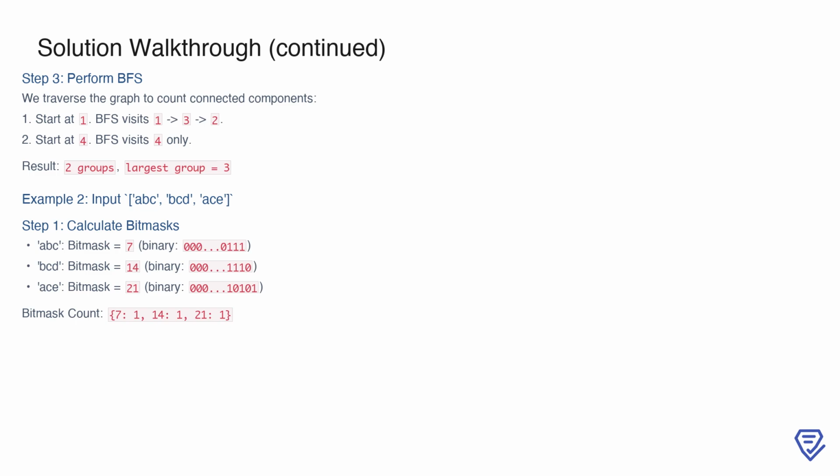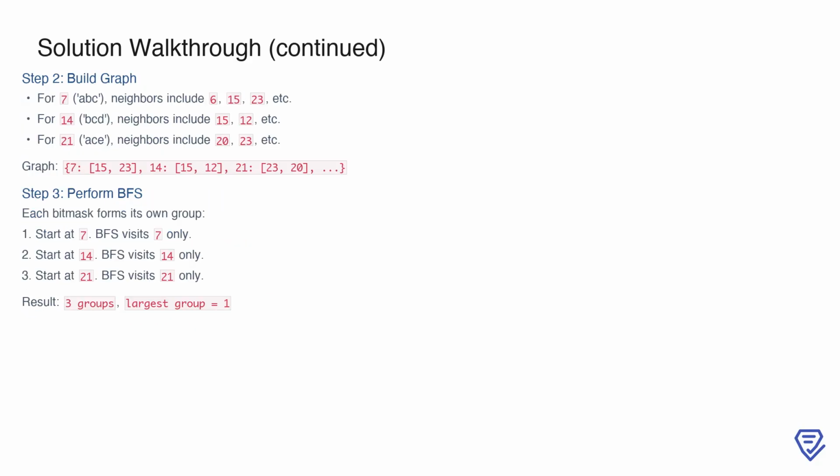Moving to the next example, we calculate the bitmasks for the words ABC, BCD, and ACE. The word ABC becomes 7, which is 111 in binary, BCD becomes 14, or 1110, and ACE becomes 21, or 10101. These bitmasks are also stored in a dictionary along with their counts.